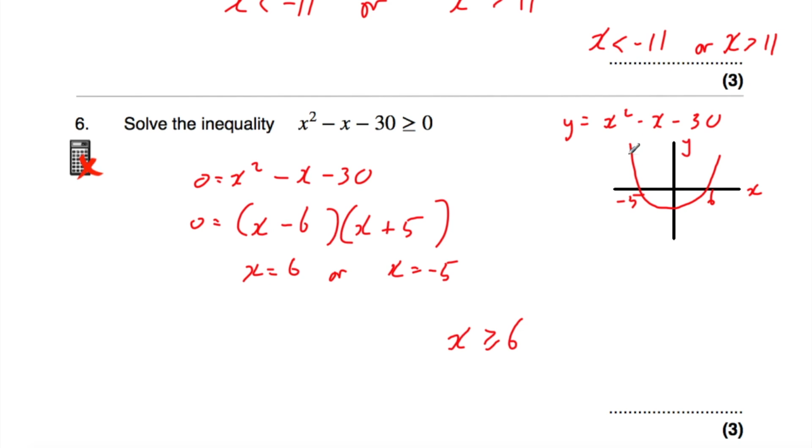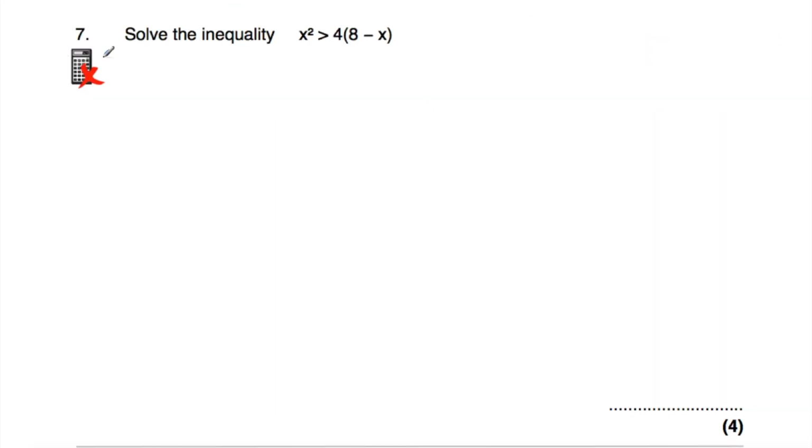Now, in terms of this part of the quadratic here, any value of x that is less than minus 5 or equal to minus 5 would work as well. So x is less than or equal to minus 5 or bigger than or equal to 6. They're the possible values of x. Any value of x that is either bigger than or equal to 6 or less than or equal to minus 5 would give us either a positive or 0. And that's it. Let's have a look at question number 7.